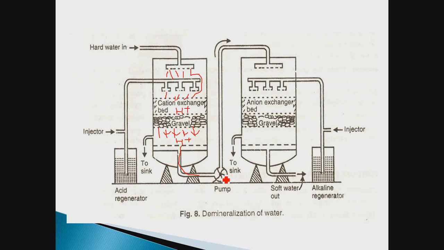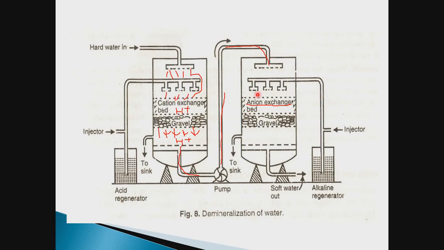Now with the help of the pump, we will supply this water from here to here, and then this water will come into the second column, which is known as the anion exchanger column. If you fill the resin here, it becomes the anion exchanger bed. So in this anion exchanger bed, you will have the anion exchange resin, and in this cation exchanger, you will have your cation exchange resin. And gravels are also there. These gravels are nothing but medium-sized smooth stones, and they provide a filtering aid, nothing else. They will do the filtering, nothing else.